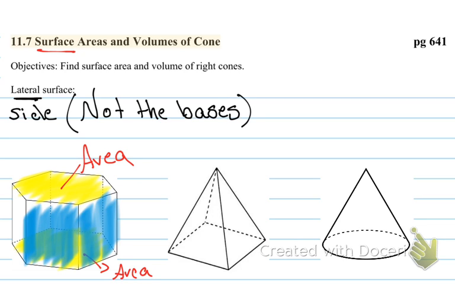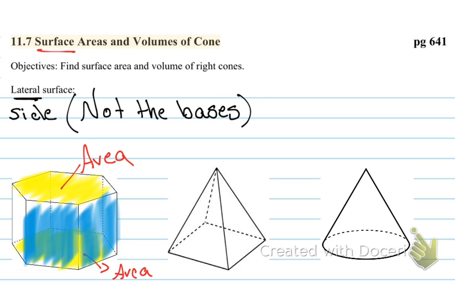In a prism, it's kind of nice because all of our sides are nice rectangles. So it's pretty easy to find the areas of those shapes because they're all rectangles. We would find the area of the hexagon, which we know how to do, find the area of those rectangles, and add them all up together.